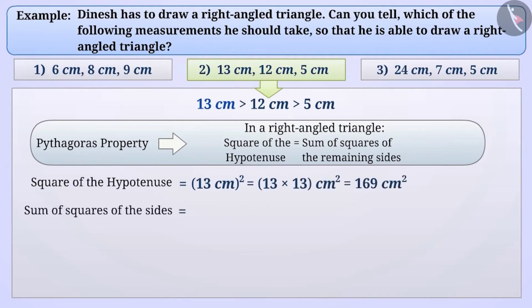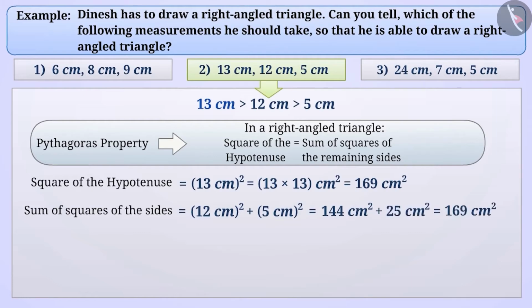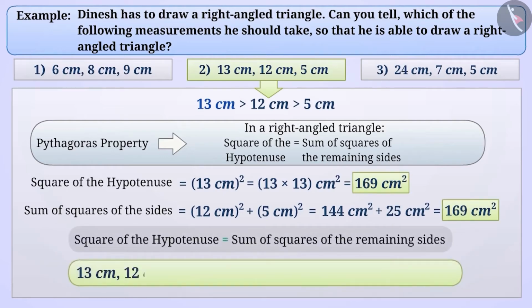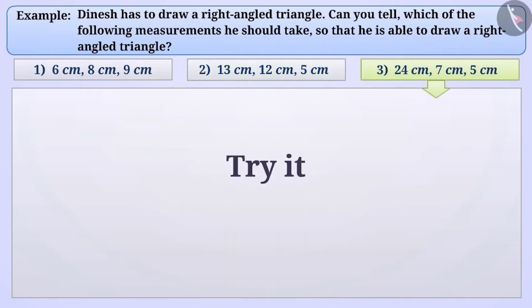And the sum of the squares of the remaining sides is equal to 12 cm square plus 5 cm square, which is equal to 144 cm square plus 25 cm square, which is equal to 169 cm square. Here, since the square of the hypotenuse is equal to the sum of the squares of the remaining sides, 13 cm, 12 cm and 5 cm can form a right-angled triangle. Similarly, check yourself as to whether a right-angled triangle can be formed by the measurements given in the third statement.